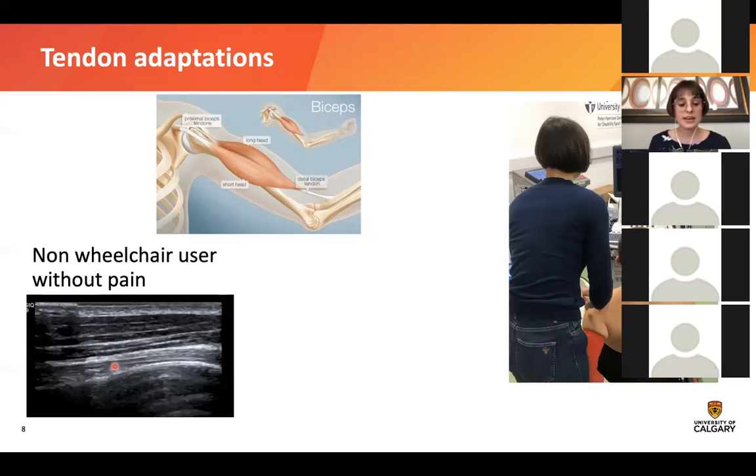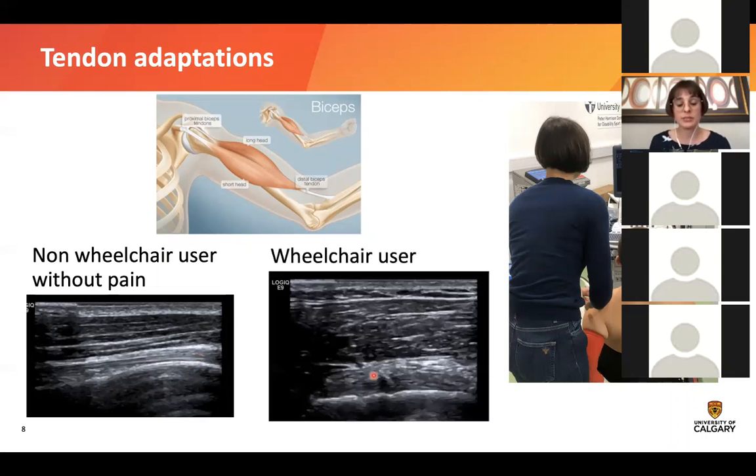And this is the biceps tendon here, in between these clear white horizontal lines. What you see are these nice and distinct black and white lines that represent a healthy tendon. If we then look at the wheelchair user's tendon, which is something like this here, we will see that the fibers are not so nice and clear. We see some dark areas, there may be some fluid inside the tendon. The tendon looks thicker as well.